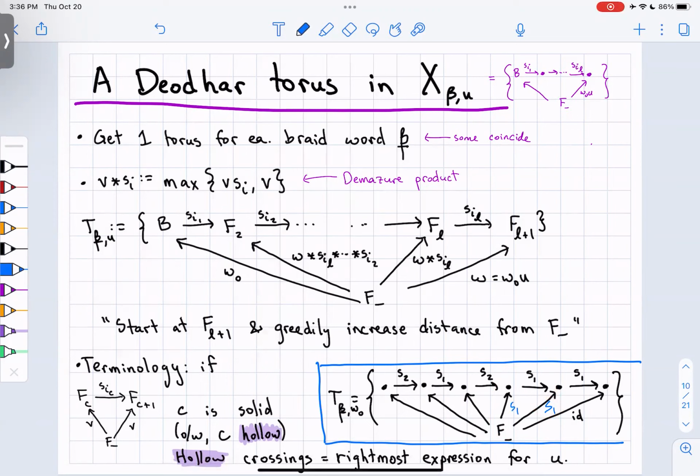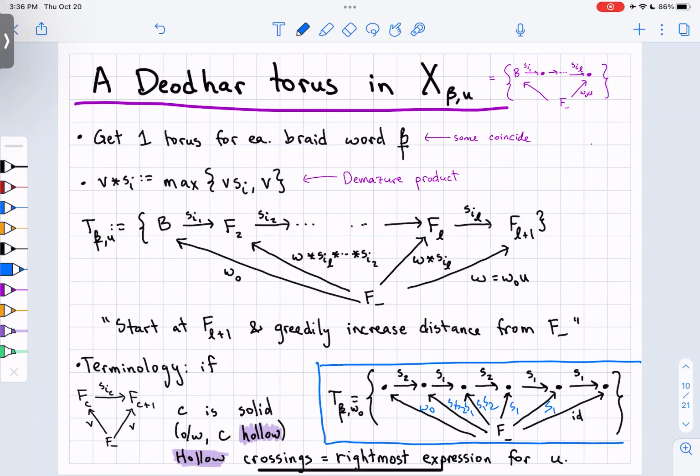Okay, and then at the next step, my length can increase, so it does. So I get s_1 s_2. And then at the next step, my length can again increase. But then at the step after that, I've already gone to w_0, so it would have just kept being w_0 if I extended it. Okay, so that is the torus. It's just defined by this greedy condition.